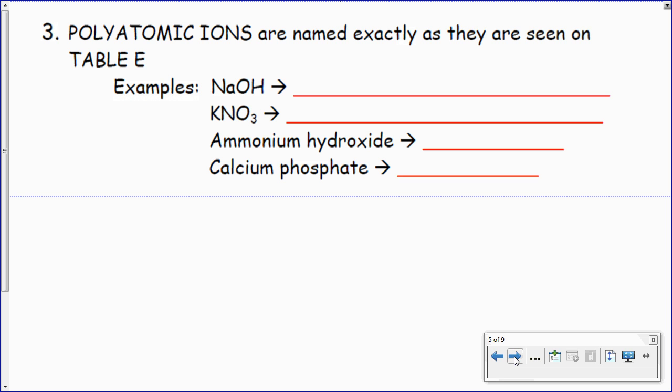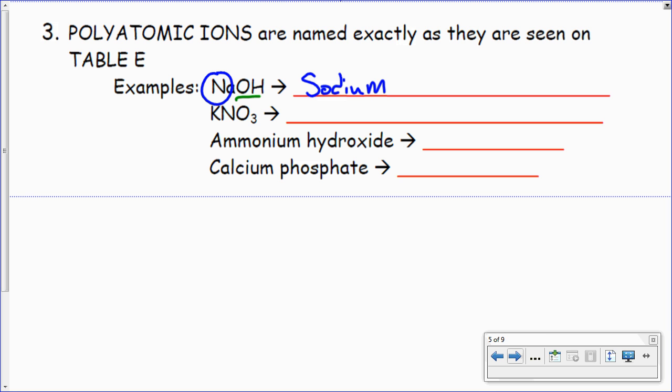So you have to have your reference table E in order to do these things. And we just name them according to what the table tells us the name is. Pretty simple. We'll name the metal first, like we always do, and then we'll find the polyatomic ion and slap its name on. So the metal here is sodium, which means that this is the polyatomic ion there, the OH. Don't say sodium oxygen hydrogenide. No, because if you see three elements or more, you got to start looking at table E.